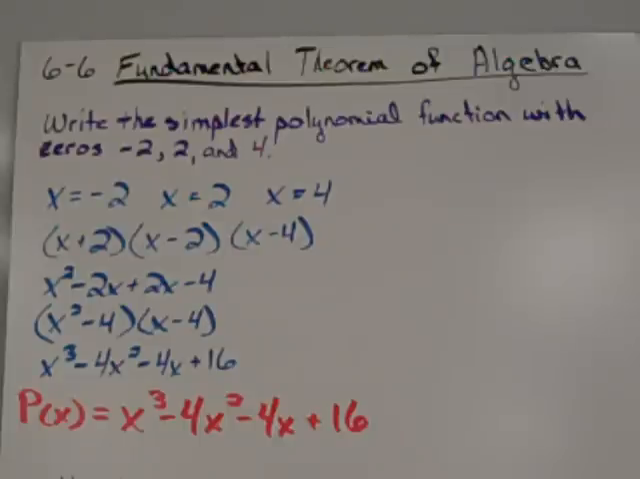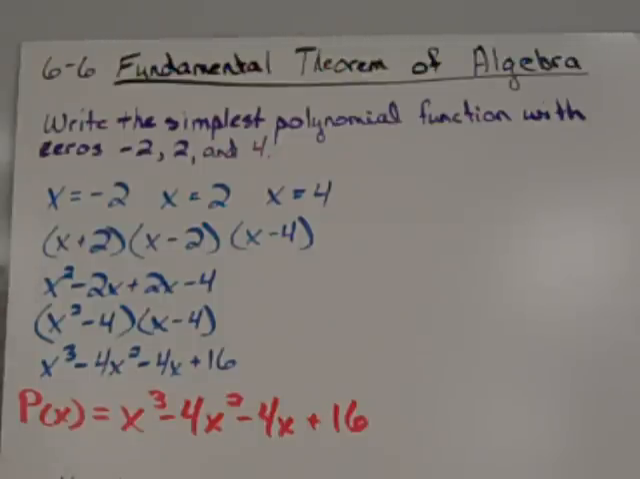Now, here's the first type of problem you're going to get. You're going to be asked to write the simplest polynomial function with zeros -2, 2, and 4. And again, just like we've done in the past, you're going to set x equal to -2, x equal to 2, and x equal to 4. Rewrite those as factors, and then start multiplying.